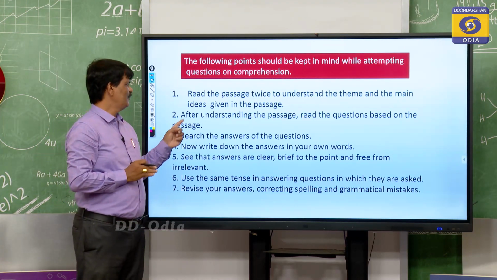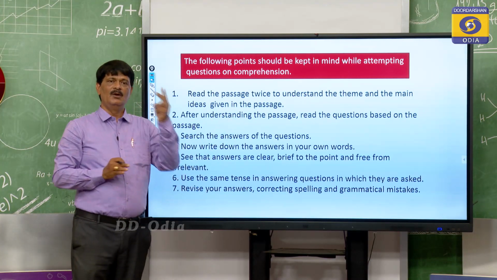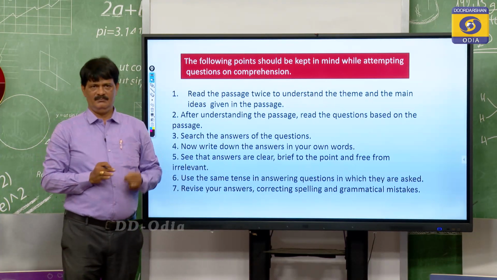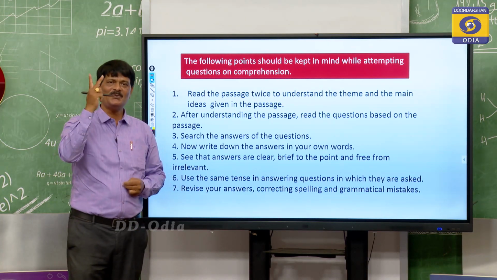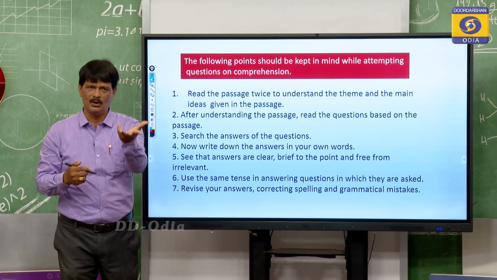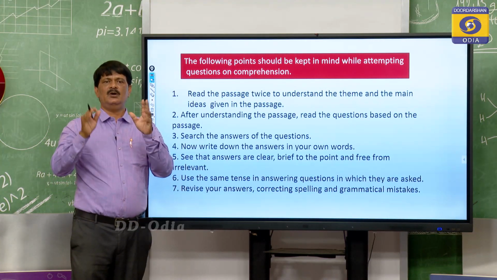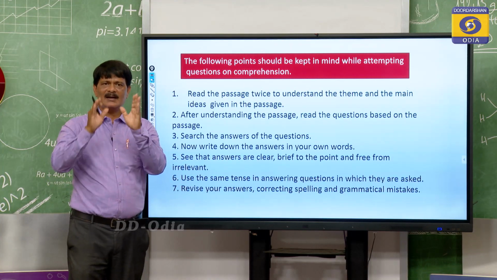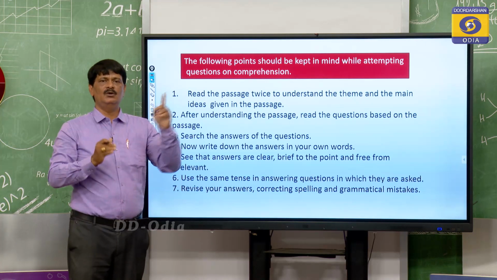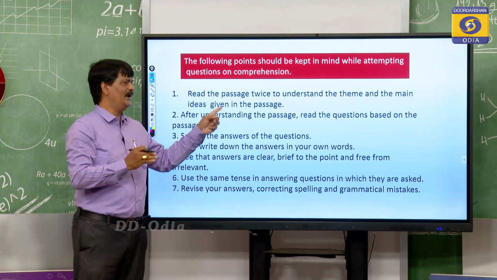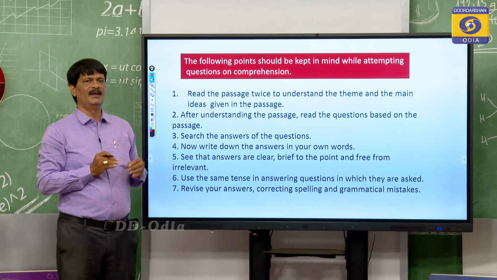After understanding the passage, read the question. You will read the passage two times. Do not ignore it. Minimum two times. If possible, you may do more, but two times you have to read. After reading it, you will get an idea, and after that you will go to the question, which will be at the end of the passage. We will go through an example, then you can easily know.